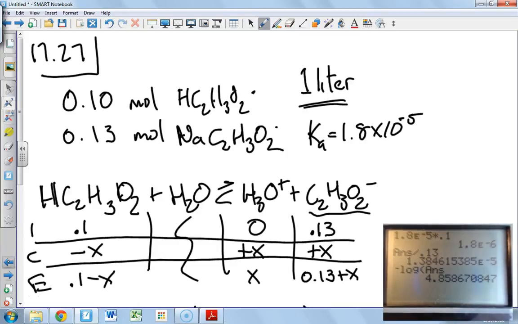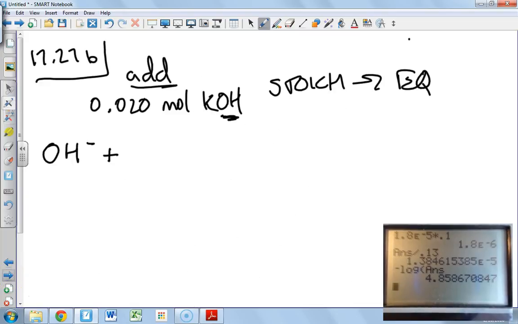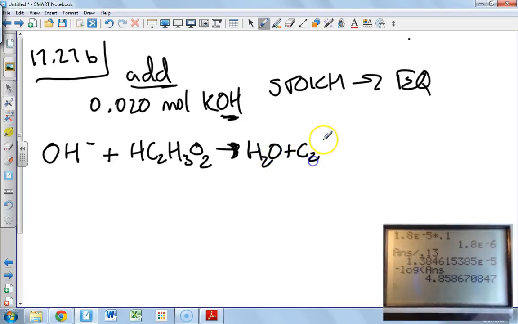Now we have a choice back here. We are either going to react with this or this. Which one is the acid? This guy is the acid. So that's going to react with HC2H3O2, and it's not really an equilibrium. Then it becomes H2O plus C2H3O2 minus. And so this is how a buffer works.